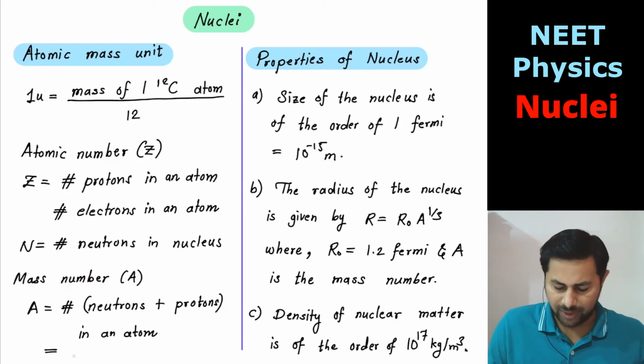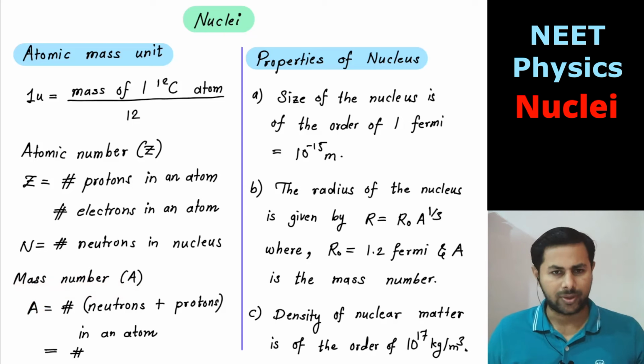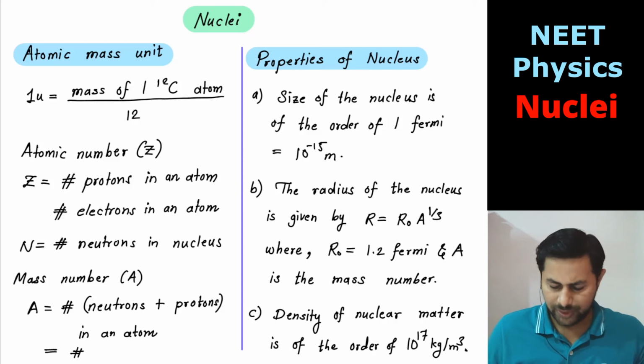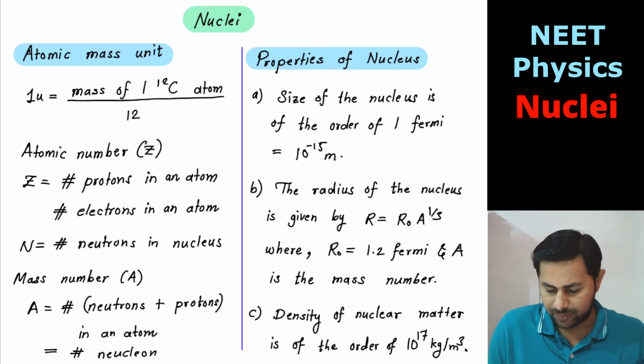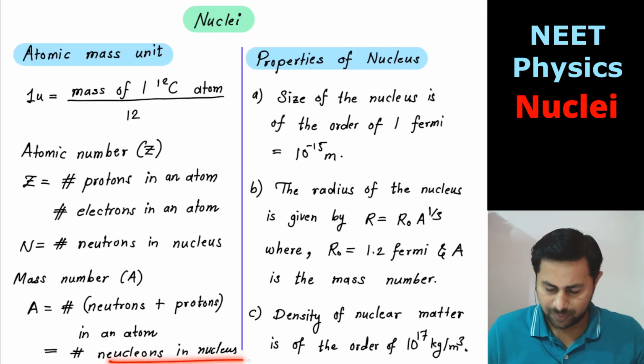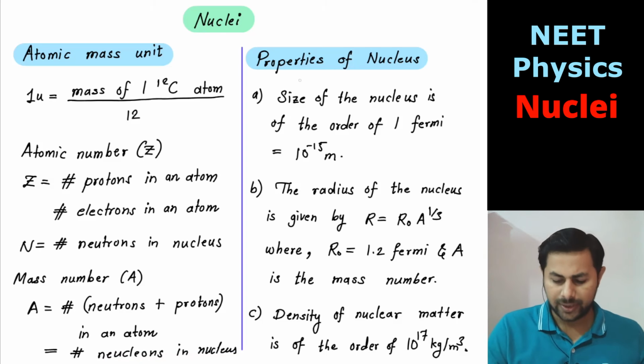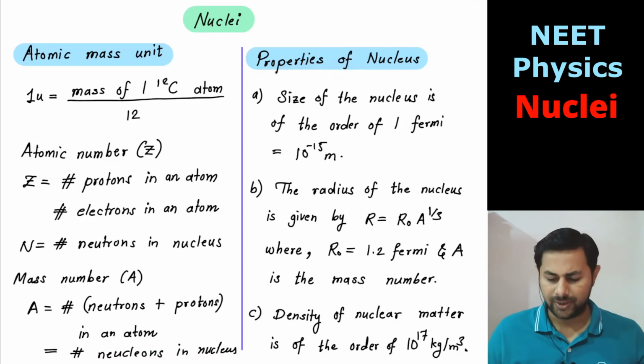So what is mass number? It is the total number of protons plus neutrons, that is, the total number of nucleons. So it is the number of nucleons in the nucleus, right?